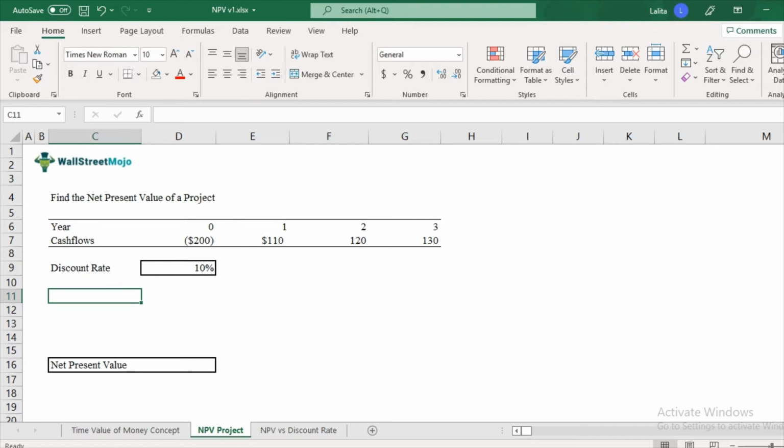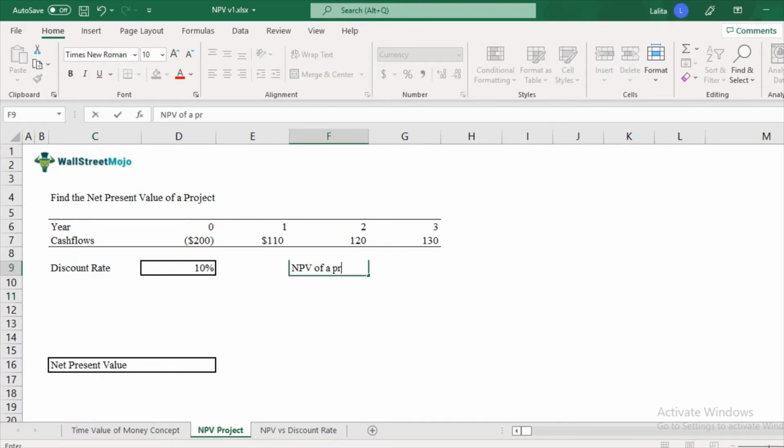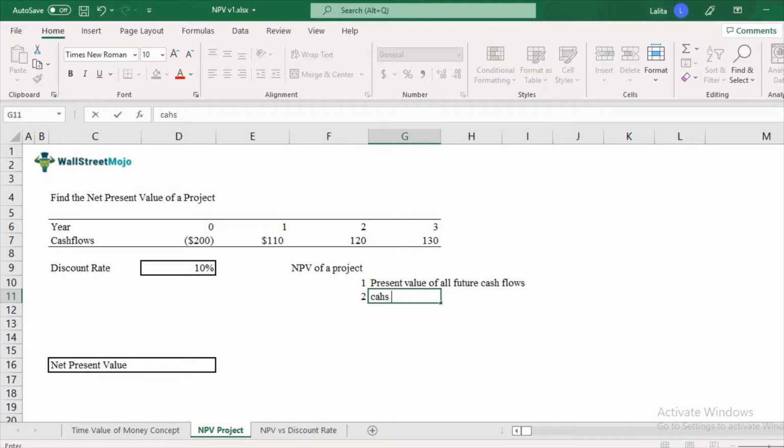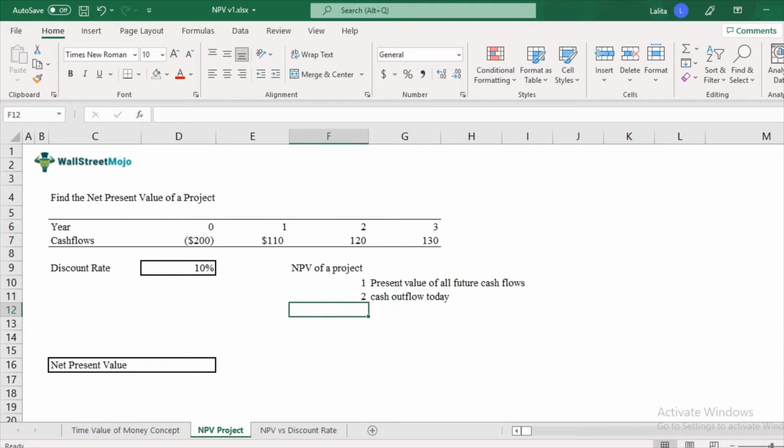Okay, so in order to find the net present value of a project, it is divided into parts. The first step is to find the present value of all future cash flows, right? Second is to understand what is your cash outflow that you are making today. And the third is basically that you add this up, right?